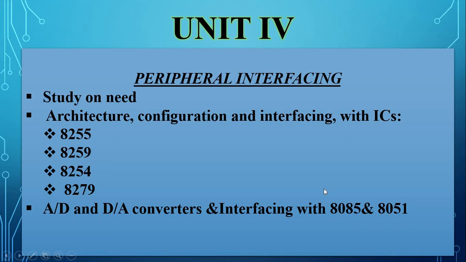It shows the agenda of this unit. First of all, we are going to learn why peripheral devices are needed and what peripheral devices are available, that is 8255, 8259, 8254 and 8279. And we are going to discuss the architecture, configuration and interfacing with ICs, in addition to A to D converter and D to A converter with the interfacing circuit using 8085 and 8051 microcontroller. Let's see one by one.